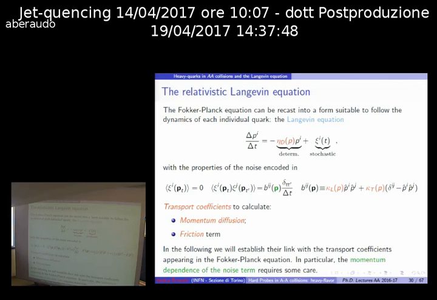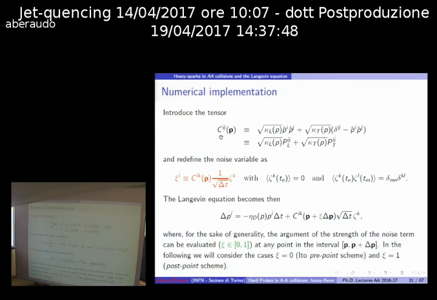Notice that in particular the momentum dependence of the noise term requires some care, because you see that this B, this tensor which gives me the strength of the noise, has a momentum dependence. It is called multiplicative noise in the language of stochastic differential equations, and so one must treat this term with some care. So, what is the strategy? The strategy is to introduce this other tensor, which is very similar to B, except that here I have the square root of KL and KPerp.